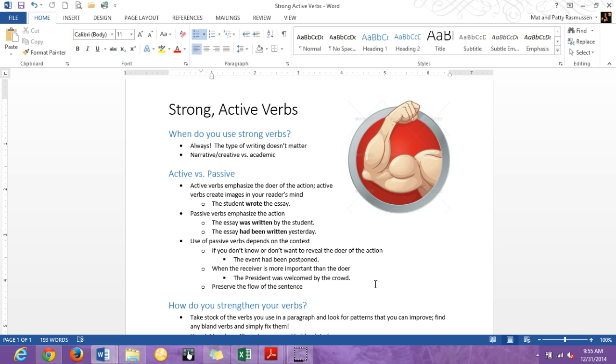Because if it's the crowd, you want an active verb. If it's the president, this would be more appropriate, which creates passive voice. Sometimes you'll also need to preserve the flow of your sentence. So in that case, you would just do whatever helps best keep the parallelism in your sentence, which means that the statements that you use are similar to one another.